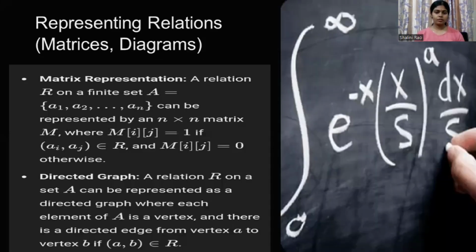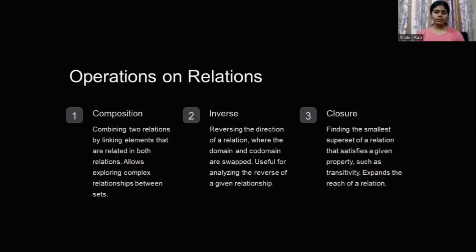Matrix representation. A relation R on a finite set A = {a1, a2, ..., an} can be represented by an n cross n matrix M, where M of ij is equal to 1 if (ai, aj) belongs to R and M of ij is equal to 0 otherwise. Directed graph. A relation R on a set A can be represented as a directed graph where each element of A is a vertex and there is a directed edge from vertex A to vertex B if (A, B) belongs to R.